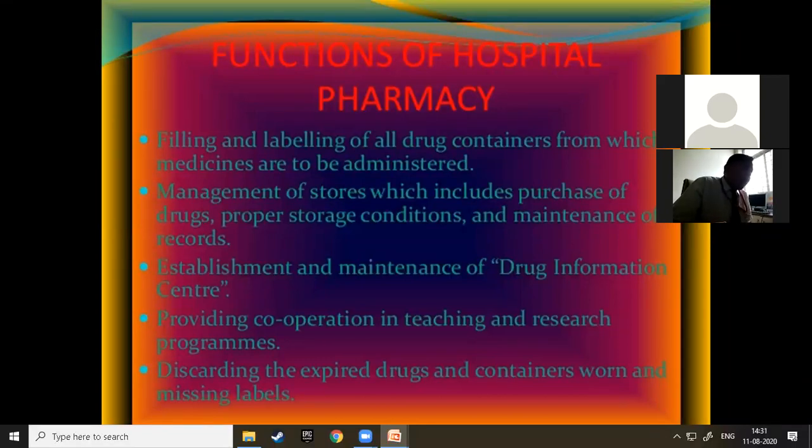Providing cooperation in teaching and research programs. He is also providing cooperation between teaching and research activity. Discarding expired drugs and containers with worn or missing labels. Medicines which cross the expiry date should be discarded properly and a record maintained. This work is also done by the pharmacy section of the hospital.